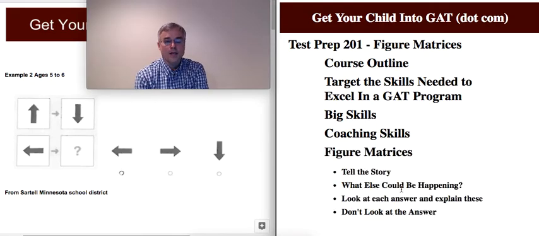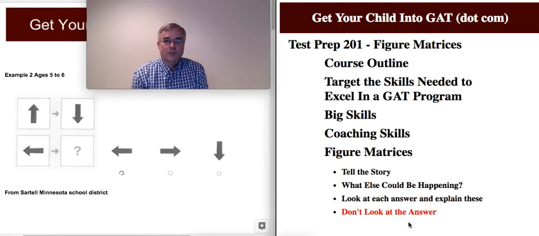The number one approach for figure matrices is to get the story right. For the younger children, this is most of the battle. For older children, when there's a lot more going on, you'll see that telling the story is still preeminent. As the kids get older, the story has some twists and turns in it that can't be resolved without looking at the answer set. And you need to look at the answer and explain these as well before you're prepared to pick one.